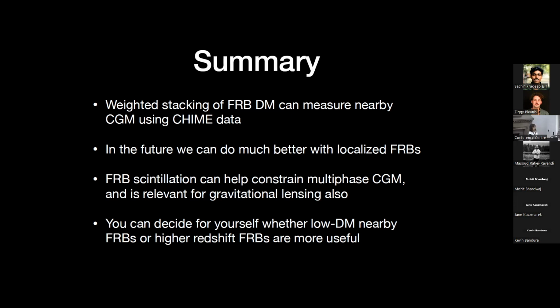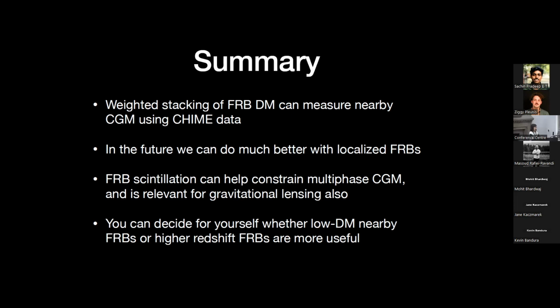Yeah, I just feel like even if you get a very detailed modeling of the cosmic web, you still have a huge number of uncertainties, like the host, for example. So even if you're just putting upper limits using the low DM FRBs, it's still very interesting constraints on the CGM.